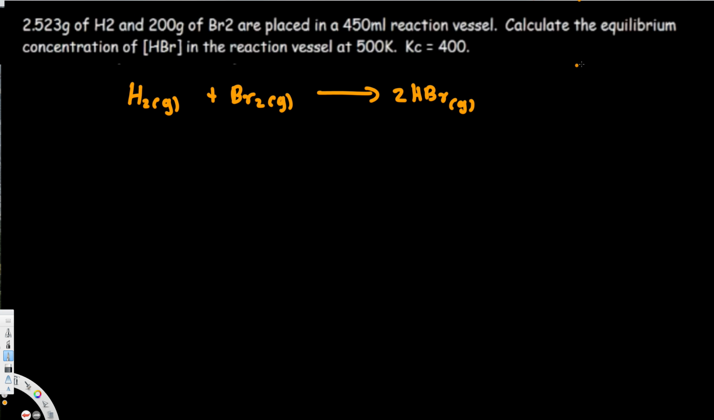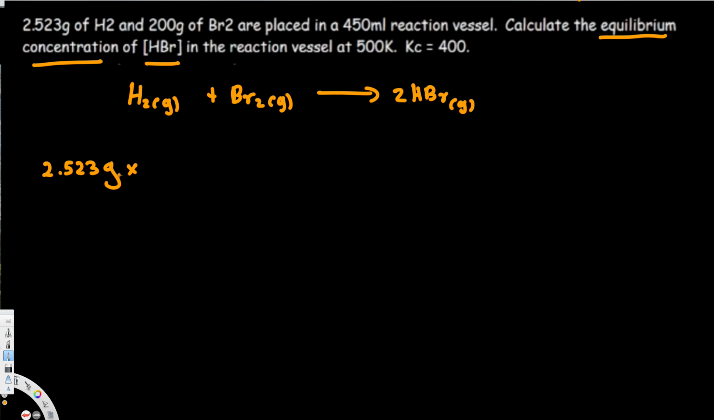Now the question is asking for the equilibrium concentration of HBr, but in order to do this we need to know the initial concentration, right? Then only we can create the ICE table. Now let's see how we can find the initial concentrations. To find the initial concentration we can use these formulas. 2.523 grams multiplied by, so we need mole per liter, right? That's our aim, because the concentration unit is mole per liter.